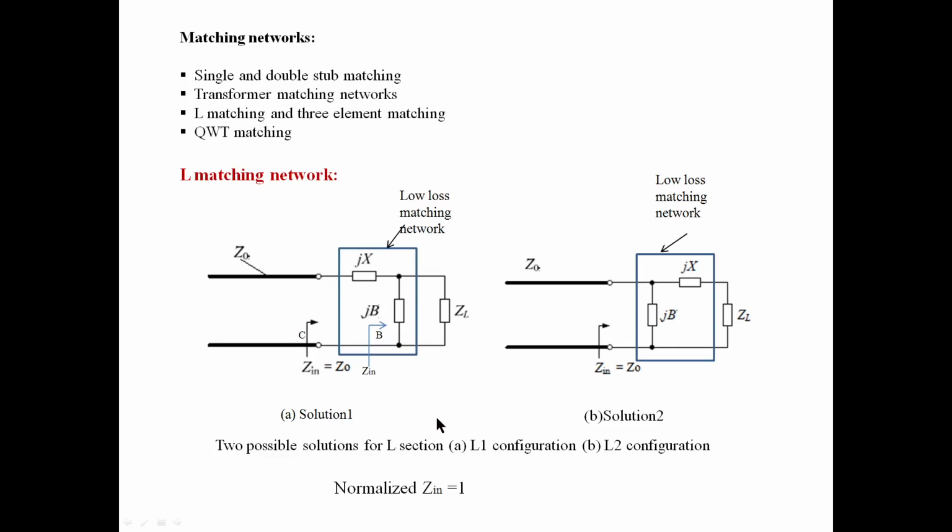So what we are doing is introducing this matching network, and it is a low loss network. Usually we have to introduce a lossless one, but practically lossless components are not available. There may be a small loss. So by introducing this network between the load ZL and the transmission line, we are introducing two more components, connected in L shape, that give the impedance between these two terminals equal to Z0.